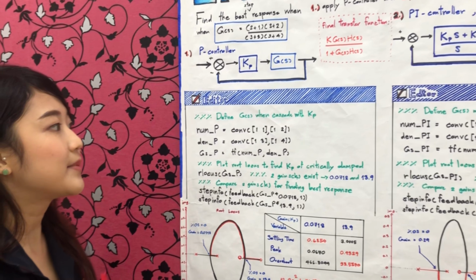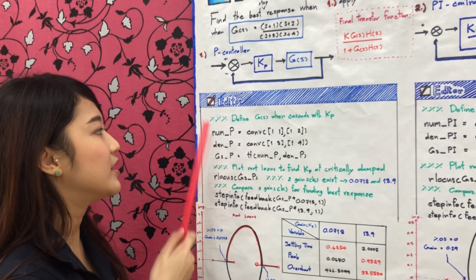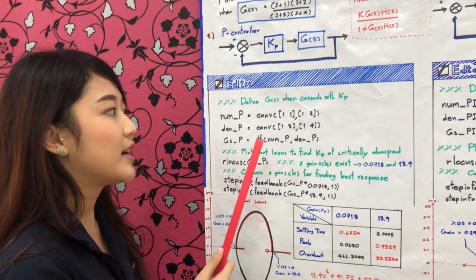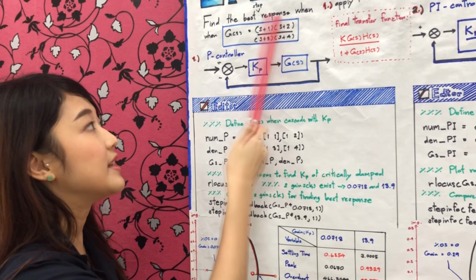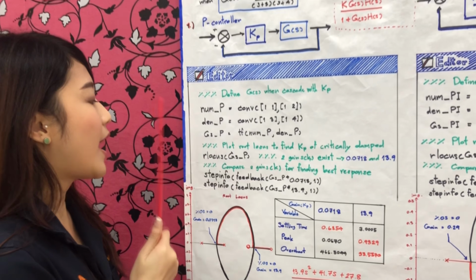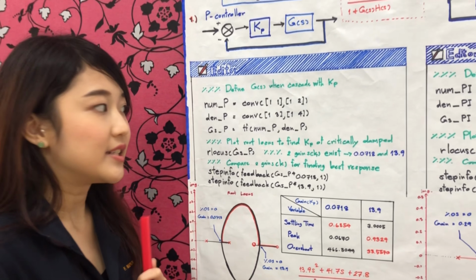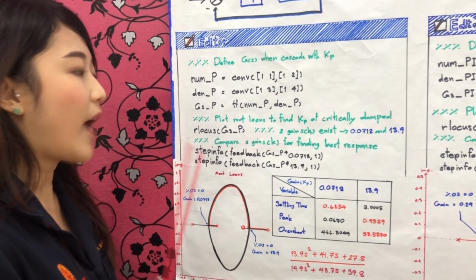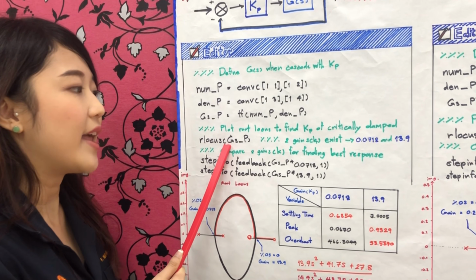First, we define the cascade with gain by setting up the numerator and denominator using convolution, and we define the parameters as the coefficients of this equation in each term. After that, we want to find the transfer function, so we use the tf command. Then we want to find the gain. We use root locus, using the rlocus command, to find the gain.